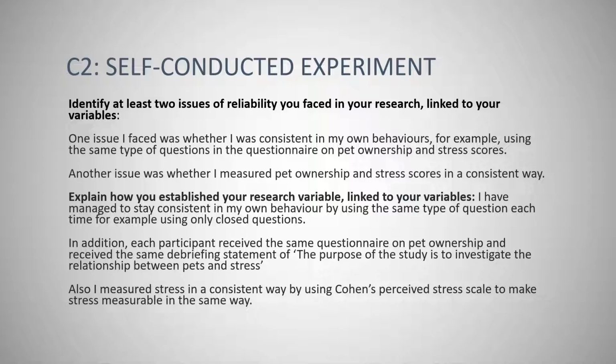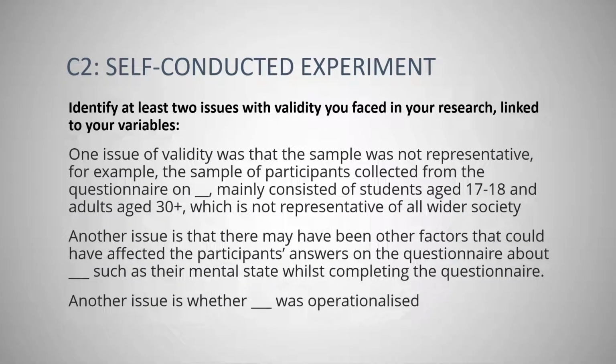So explain how you established your research reliability linked to your variables. I have managed to stay consistent in my own behavior by using the same type of question each time, for example, only using closed questions. In addition, each participant received the same questionnaire on pet ownership and received the same debriefing statement of the purpose of the study, which is to investigate the relationship between pets and stress. Also, I measured stress in a consistent way by using Cohen's perceived stress scale to make stress measurable in the same way.